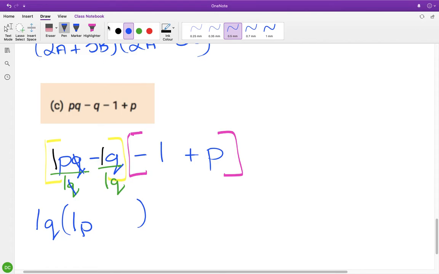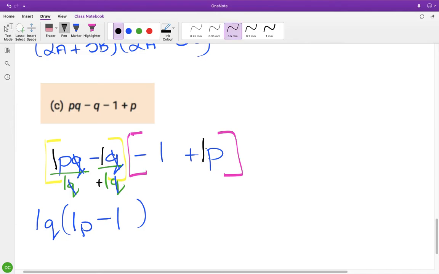So this has an invisible plus here. The signs are different, which means I'm going to get a minus. 1 divided by 1 is 1, and the Q's cancel out. Okay, so I have an invisible 1 here. So I have minus 1 and plus 1P.